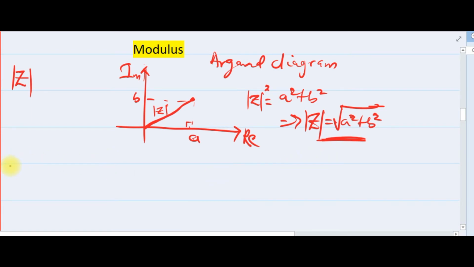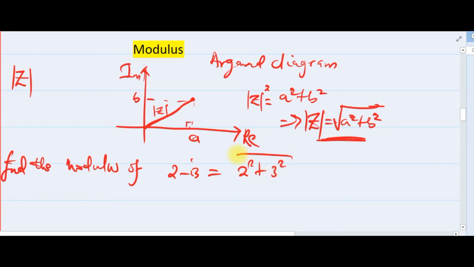So for example, someone asks you to find the modulus of 2 minus 3i. So the answer is just 2 squared plus 3 squared, all in square root, which is 4 plus 9, so square root of 13. So that's our modulus. Okay, let's proceed.